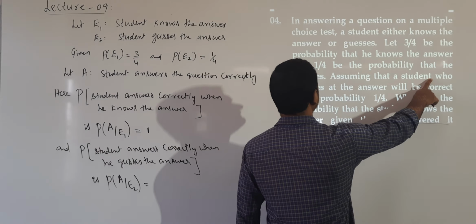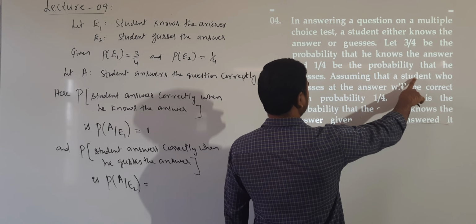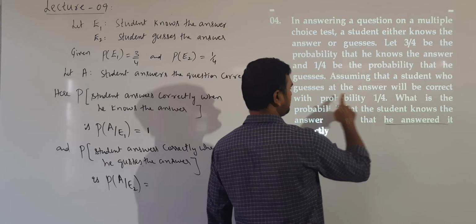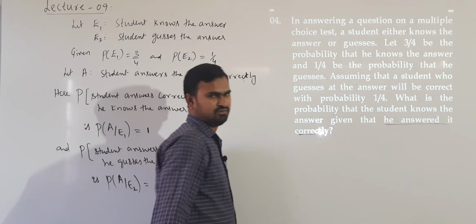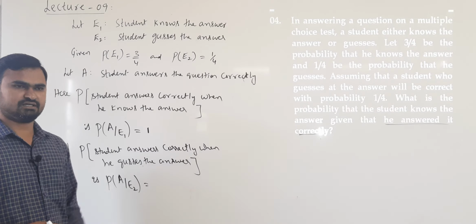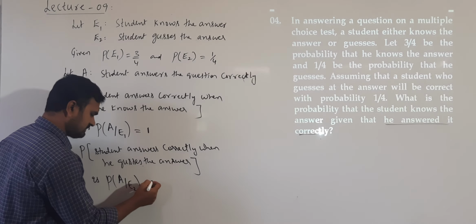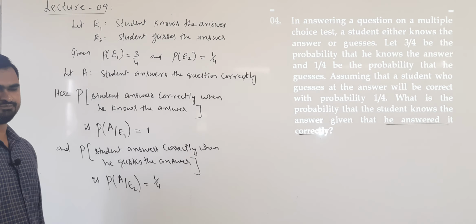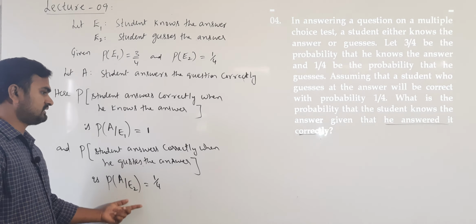Assuming that the student who guesses at the answer will be correct with probability of 1/4. When he is guessing, what is the chance that the answer is correct? It is 1/4. So probability of A given E2 is 1/4. Okay. So these are the probabilities we know.